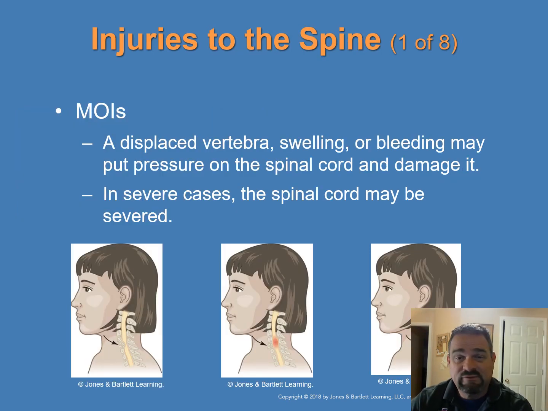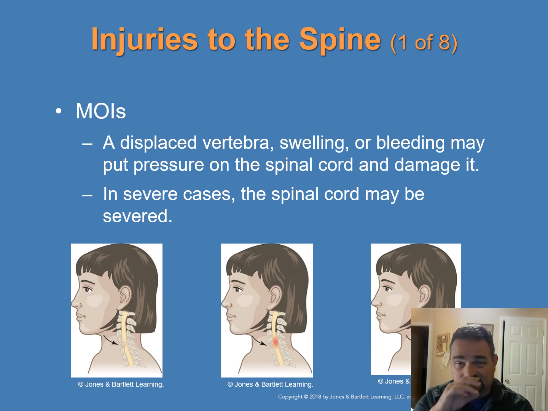All right, so injuries to the spine, spinal injuries can cause irreversible paralysis. Mechanism of injuries on this could be a displaced vertebrae, swelling or bleeding that may put pressure on the spinal cord. In severe cases of spinal injury, the spinal cord may be cut or severed. If all or part of the spinal cord is cut, nerve impulses cannot travel to and from the brain. Without the conduction of these nerve impulses, the patient usually is paralyzed below that point of injury.